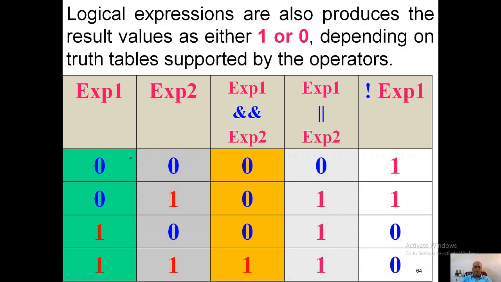If both inputs are true, then the output is also true. If any one input is false, then the output is also false. Here both inputs are false, so the output is false. Here one input is false, so automatically the output is false. In the logical AND condition, if all inputs are true, then automatically the output is also true.